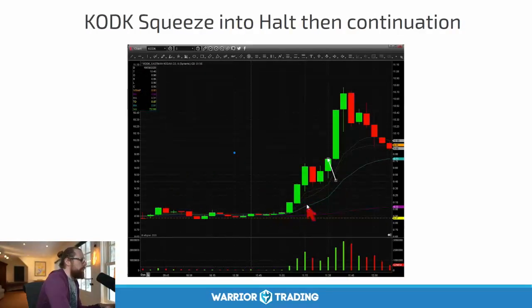So here's another one from 8.90 up to 10. This one, not the most dramatic, but it squeezes up, pulls back, and then rips right here into a halt. Halt up at 9.80. It opens basically flat and then surges right into this next leg up, dips down, first 1-minute candle to make a new high. Doesn't work, it's a little too extended.